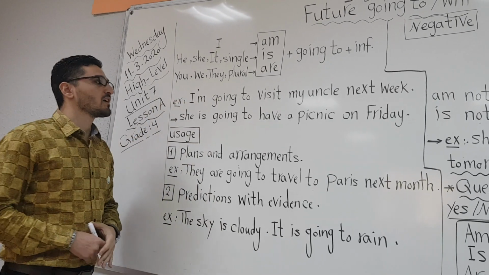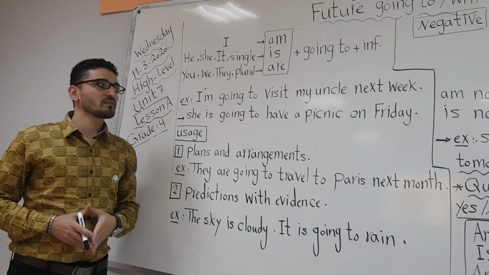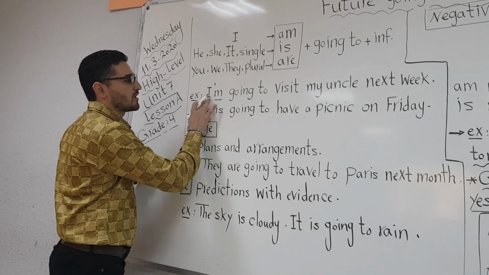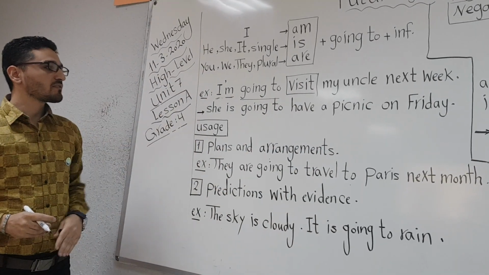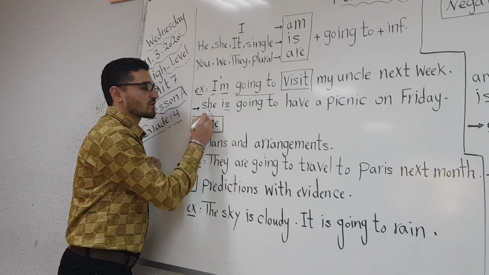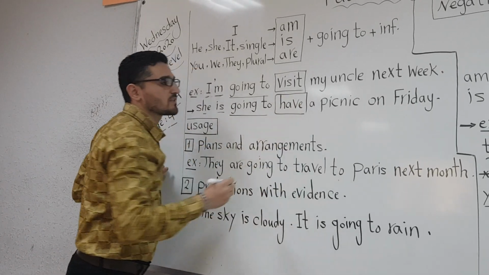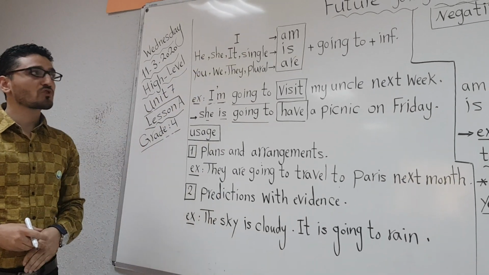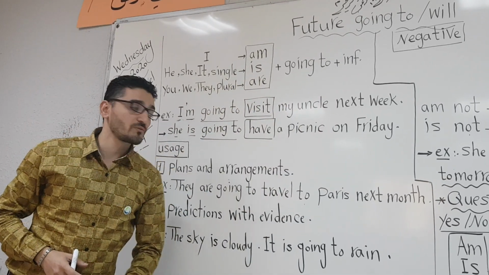For example, when I say, I am going to visit my uncle next week, this sentence expresses the future. Here we use am because the subject is I, and then going to, and then the verb in infinitive. In the second example, she is going to have a picnic on Friday. So here we use is because the subject is she, and then going to, and then the verb have is in infinitive. Okay, so again, this is the formation of the future using going to: am, is, are, plus going to, plus the verb in infinitive.